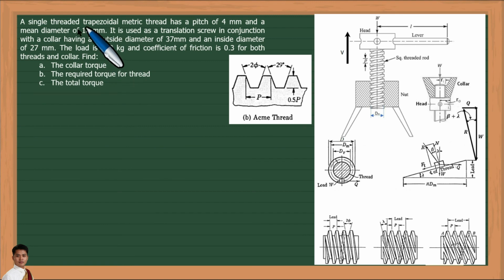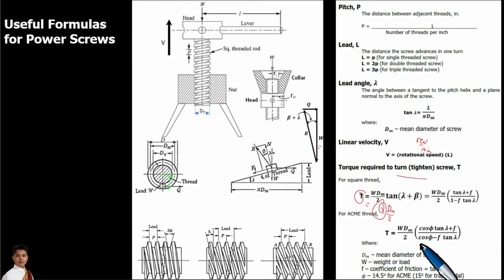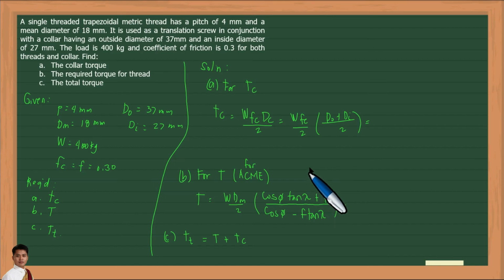So yung given thread dito, walang sinabi kung acme or square. Pero kung nakalagay dito, trapezoidal, so meaning that is our acme thread. Kaya yung formula na gagamitin natin dito for the torque dun sa ating screw ay ito. Okay? So ito lahat ng formula na kailangan natin. Okay? So unahin natin isolve yung T sub C or yung torque dun sa collar. So ito yung ating formula since ang given natin ay D sub O tsaka D sub I dun sa ating collar.